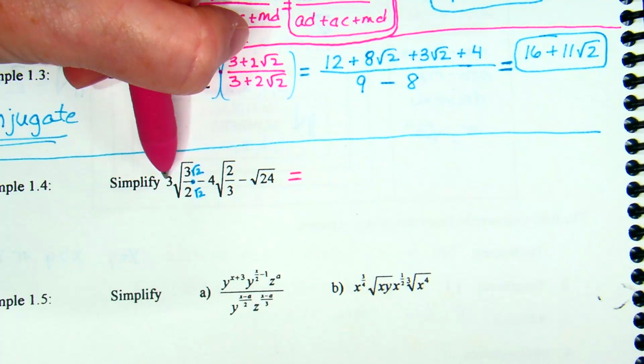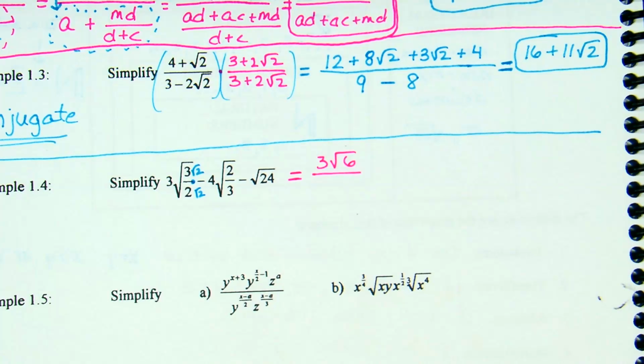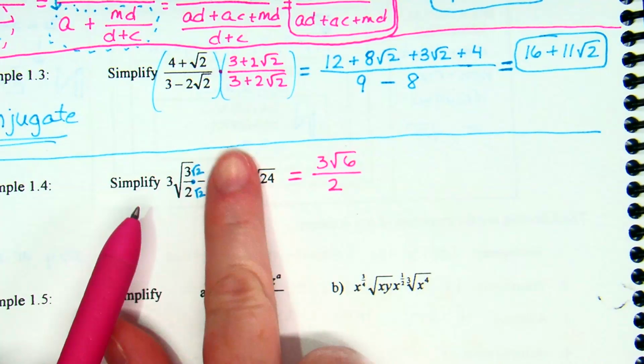Well, square root of 3 times square root of 2 is square root of 6. They're both under radicals, so you can multiply them. 3 times 2 is 6. Denominator, square root of 2 times square root of 2 is 2. I'm not working with this yet, I'm just working on this one. Square root of 2 times square root of 2 is 2. Square root of 3 times square root of 2 is 6. And the 3 I put up out front.